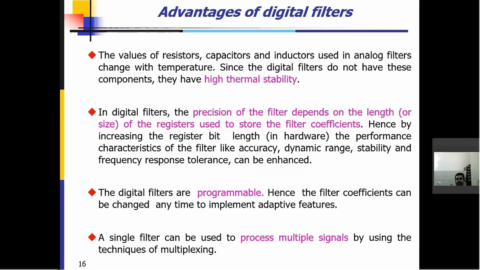Now, the advantages of digital filters. The values of resistors, capacitors, and inductors used in analog filters change with temperature. Since digital filters do not have these components, they have high thermal stability. In digital filters, the precision of the filter depends on the length of the registers used to store the filter coefficients. Hence, by increasing the register bit length, the performance characteristics of the filter, like accuracy, dynamic range, stability, and frequency response tolerance, can be enhanced.